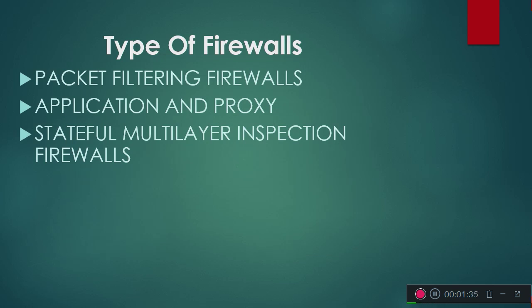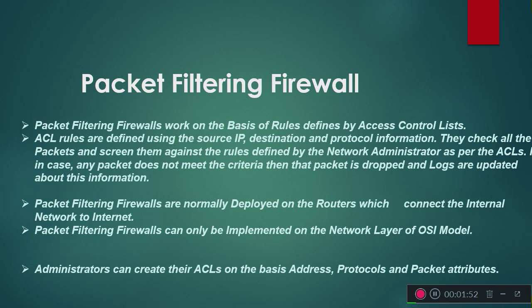So we discuss the types of firewall. So there are three types of firewall: packet filtering, application and proxy, stateful multi-layer inspection firewall. Assuming we all have a basic OSI model and layer 2, layer 3 knowledge to discuss the packet filtering, application and stateful firewall. We start with packet filtering.